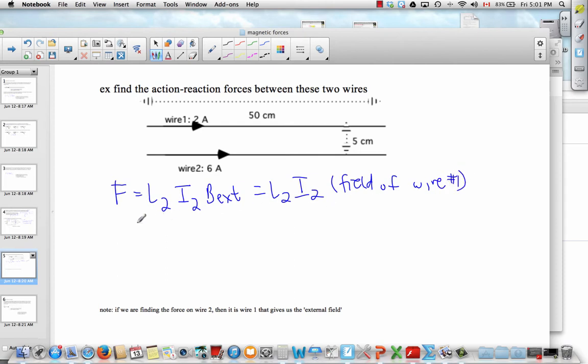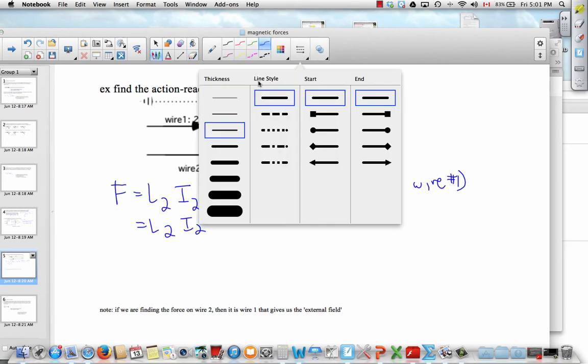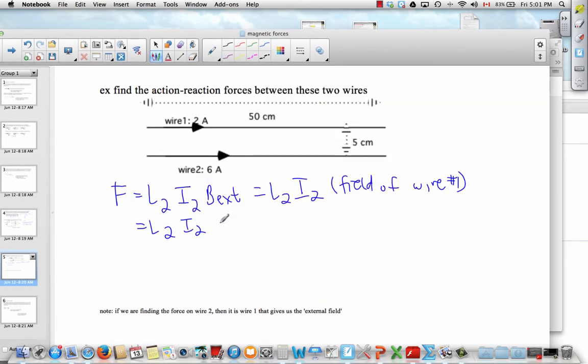Well, what's the field of a wire? The field of a wire can be calculated using the result we got from Ampere's law last time: the magnetism constant times the current in wire 1, over 2 pi times the distance we are away from wire 1. The distance of interest will be this 5 centimeter distance there.